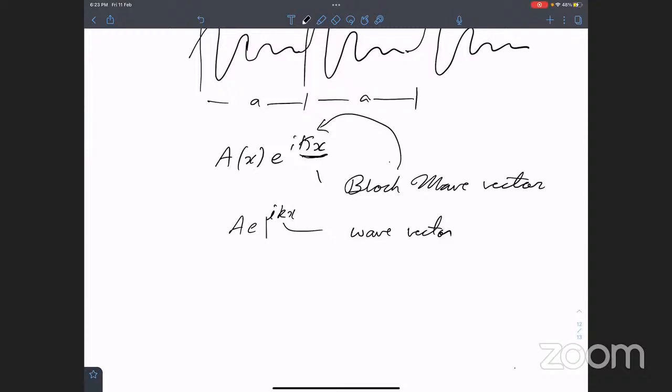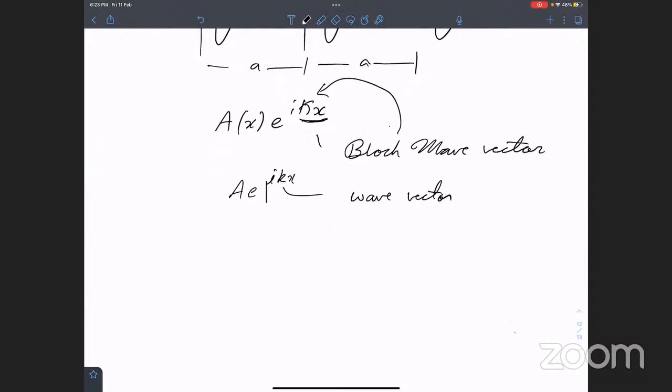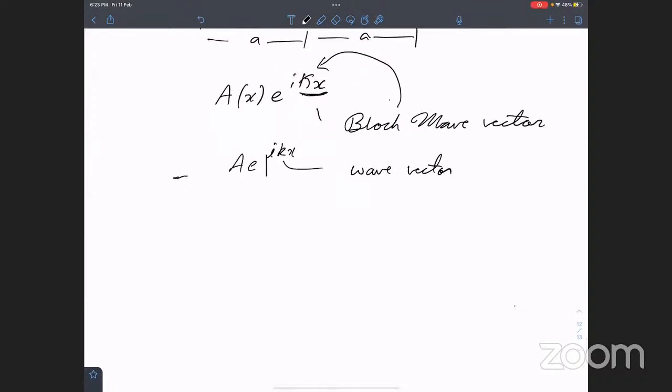Okay, and now I'm going to show you some very interesting property of this Bloch wave vector. Before I do that, notice something. If my wave function is a plane wave, then what is the momentum of my wave function? It is nothing but h bar k, right? That is because the plane wave function is actually an eigenstate of the momentum operator. But it will turn out that this Bloch wave is not an eigenstate.